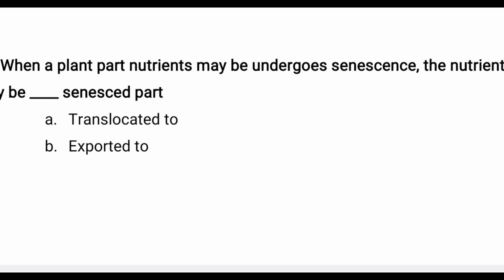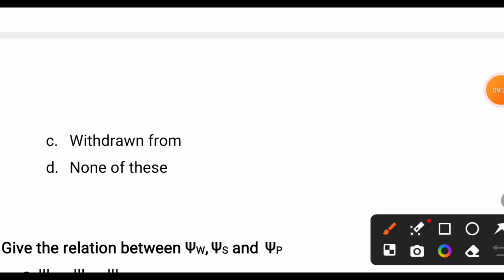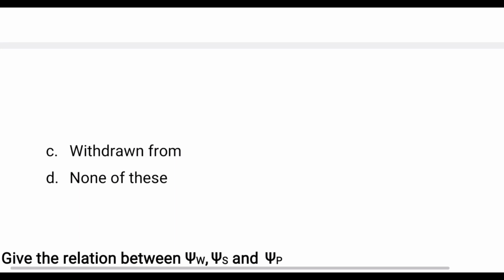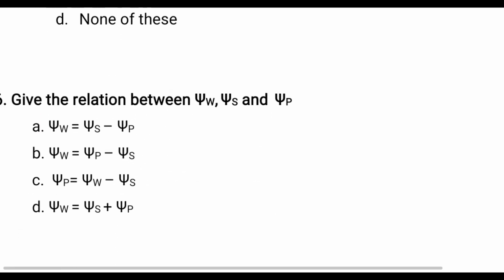When a plant part may undergo senescence, the nutrients may be dash the senesced part. Nutrients may be translocated to, exported to, or withdrawn from, none of these. So the correct answer is the nutrients are withdrawn from the senesced part to the normal part. So the correct answer is withdrawn from. Okay, let's see the next question.